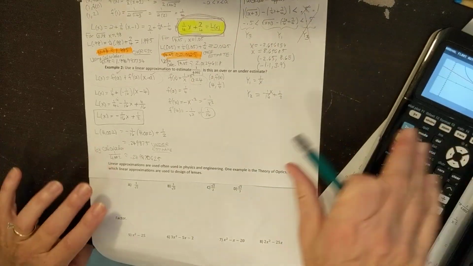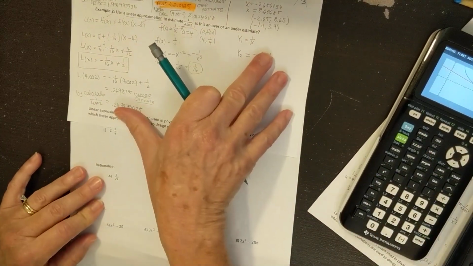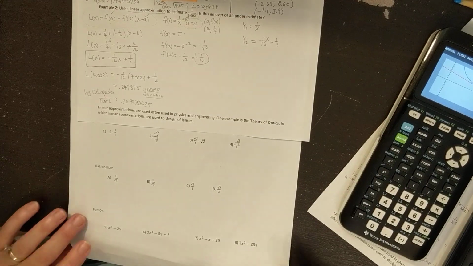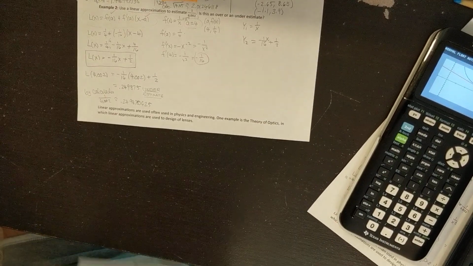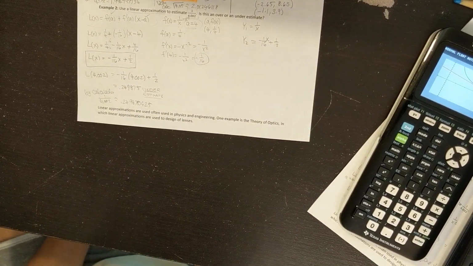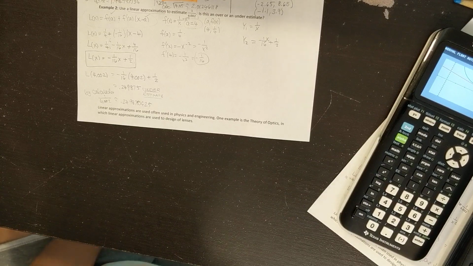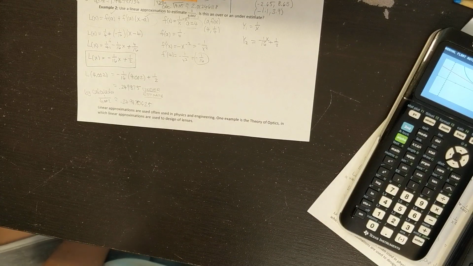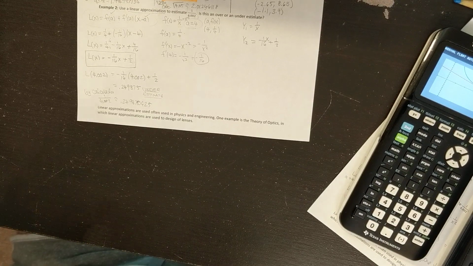All right, applications. Why do we even do this? Sometimes it's hard to find the exact value, and one of the major applications is in physics. Linear approximations are used often in physics and engineering applications. A good example of this is in the theory of optics, where they use linear approximations in the design of lenses. There are many other applications, but just so you see that there's a point to this. All right, that's it.